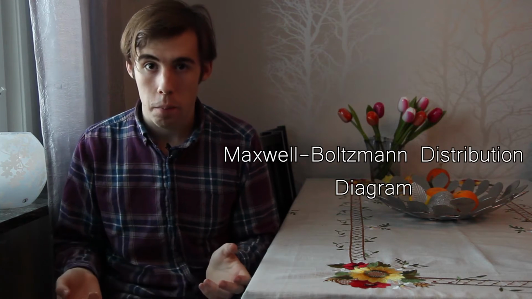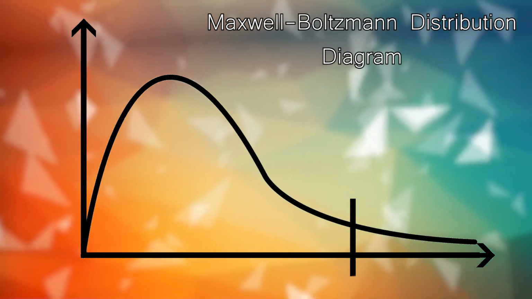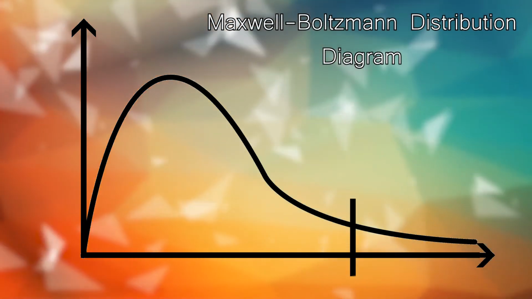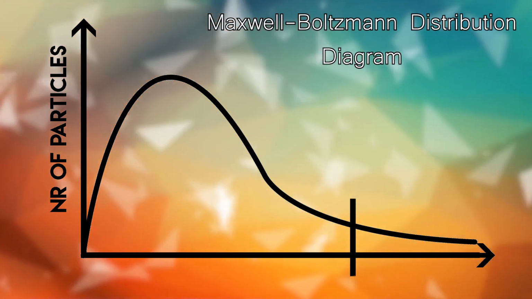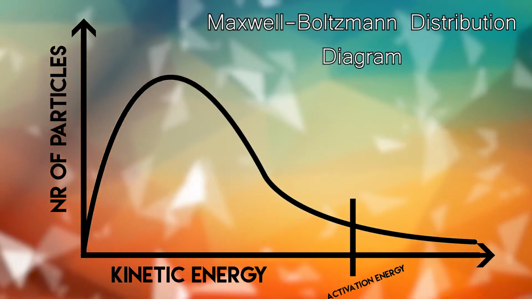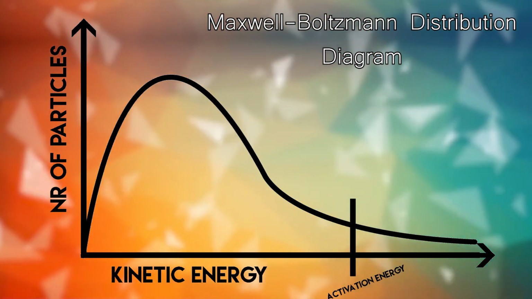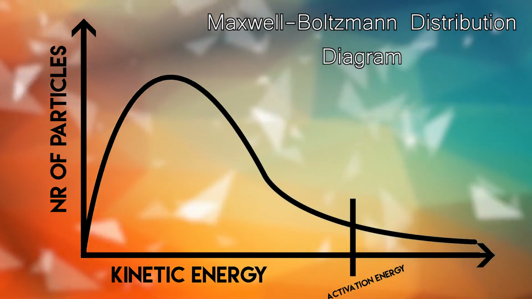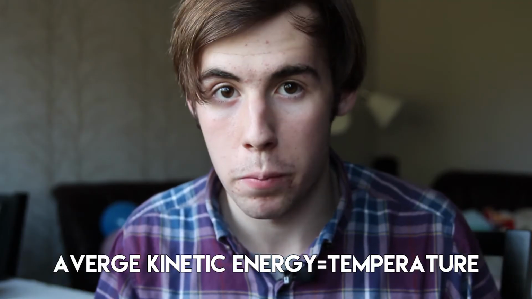So how does all of this connect to the previously mentioned Maxwell-Boltzmann distribution diagram? Well, the distribution diagram quite well displays how many particles react in a reaction. The axes in a Maxwell-Boltzmann distribution diagram are labeled as follows. The y-axis is number of particles and the x-axis is energy. In a reaction, the average of all of these particles' energy is what we call temperature.